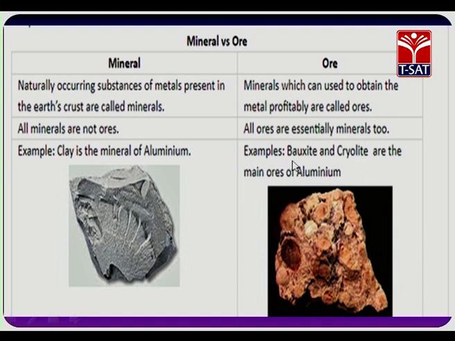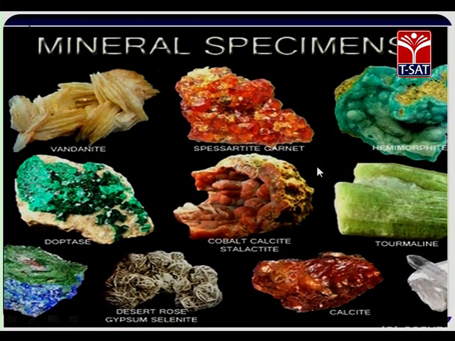But if you see bauxite and cryolite, they are the ores of aluminium. Bauxite and cryolite are minerals. They are also ores because you can extract aluminium profitably from bauxite and cryolite. So, these are the different mineral specimens of different metals. See how colorful they are because of the presence of different metals in them.